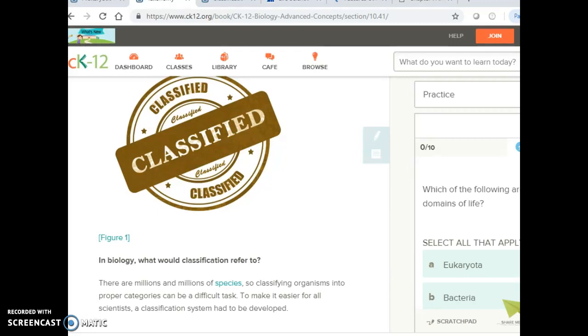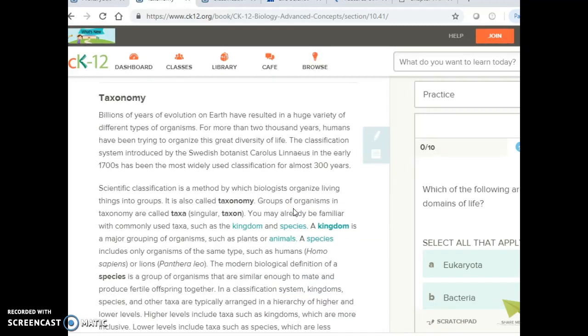The next section I would like to talk about is classification with taxonomy. We did a lab with this one, and we know that we have a variety of different organisms on Earth that range from a small, simple cell to a very complex mammal. So we use taxonomy to classify these things into groups. Taxa is plural, and singular is taxon. So we know the kingdom is a major grouping of organisms of the same type.